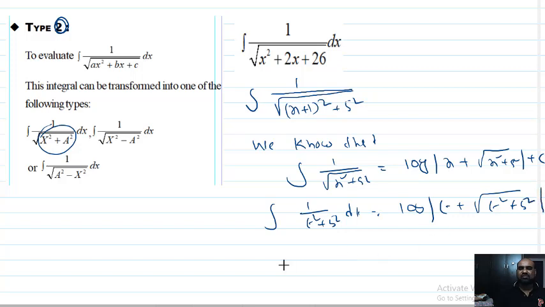So the final answer, what is that? Logarithm of x plus 2 plus root over x square plus 2x plus 26 plus c. This is the answer for the problem number 2.